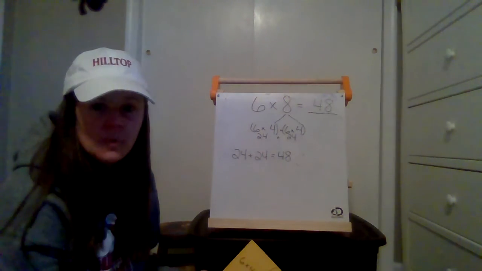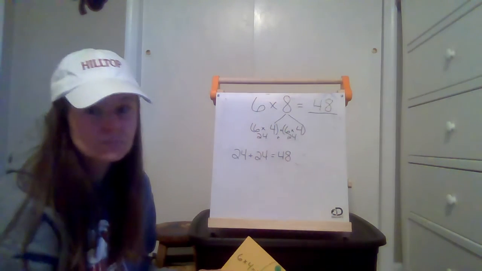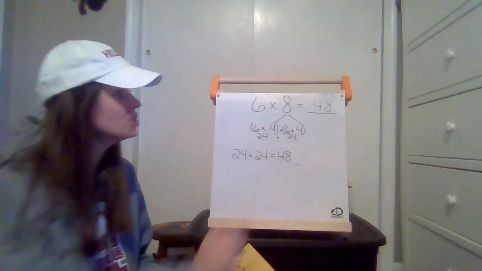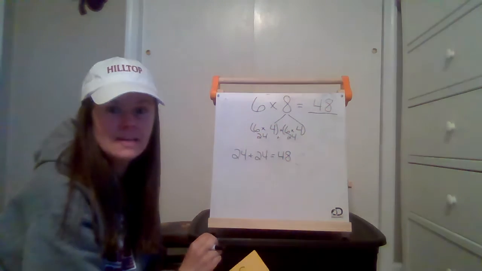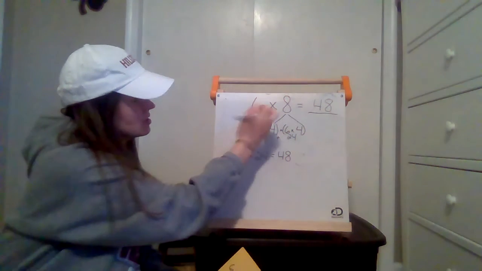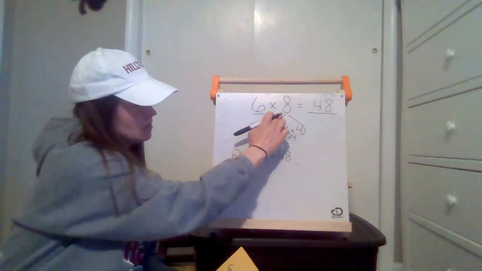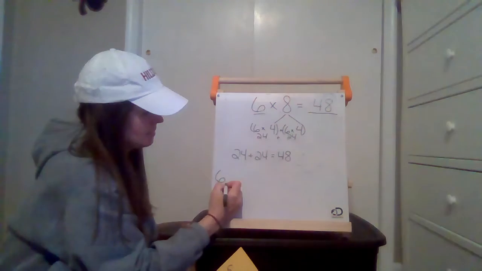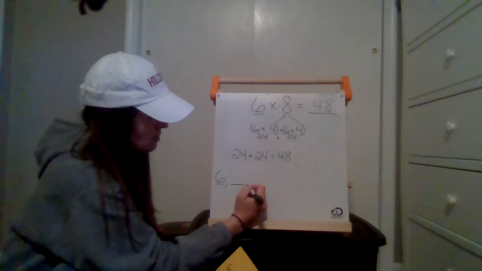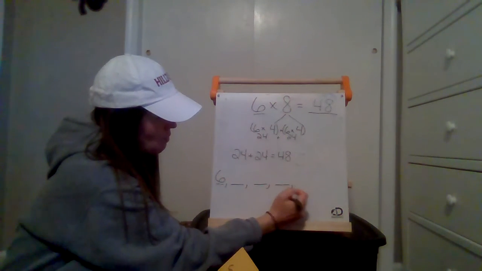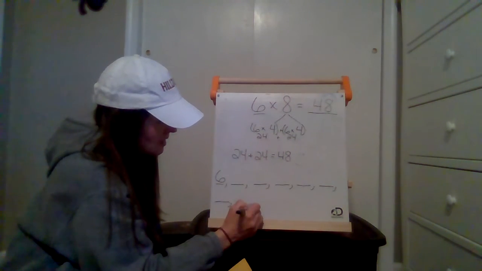Let's just review our skip counting that we did in the first video for getting our list of multiples, just to have another way to double check that 6 times 8 really is 48. So let's do our multiples of 6. So we're going to have to skip count 8 times. So here's our one group of 6, 2, 3, 4, 5, 6, 7, 8.